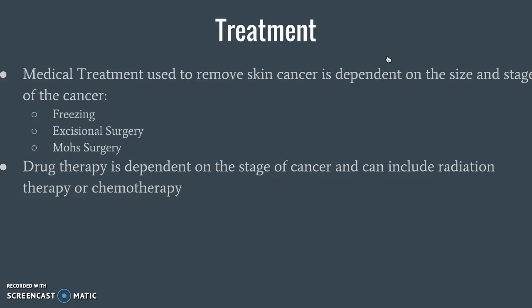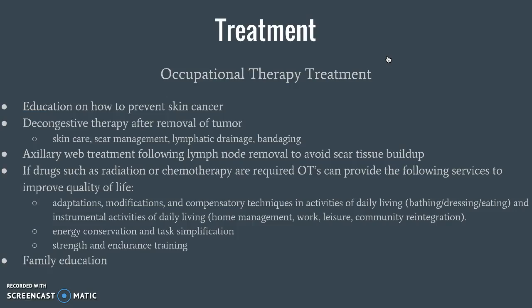There is medical treatment used to remove the skin cancer, and it's dependent on the size and the stage of the cancer. Treatments that they may do include freezing, excisional surgery, which most of the time is when the cancer is on the most superficial layers of the skin. Mohs surgery is when it's gotten a little deeper, and what they'll do is take off each layer of your skin until they get to a layer where they don't detect skin cancer. Drug therapy is dependent on the stage of the cancer as well, and it can include radiation therapy or chemotherapy.